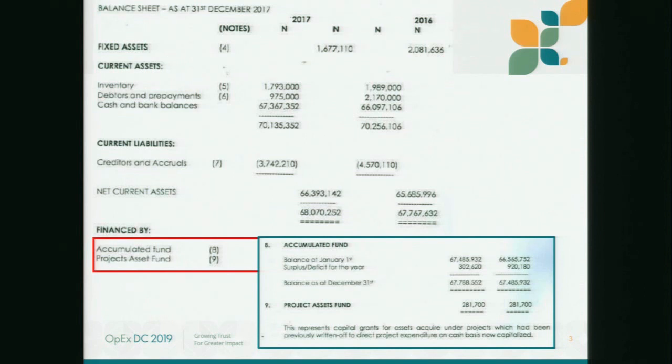And then the one I find particularly interesting is Project Assets Fund. This represents capital grants for assets acquired under projects which had been previously written off to direct project expenses on a cash basis, now capitalized. We've expensed it to the donor, but we need to put it on the top of our balance sheet. Debit, assets, credit, what? We'll go credit equity.